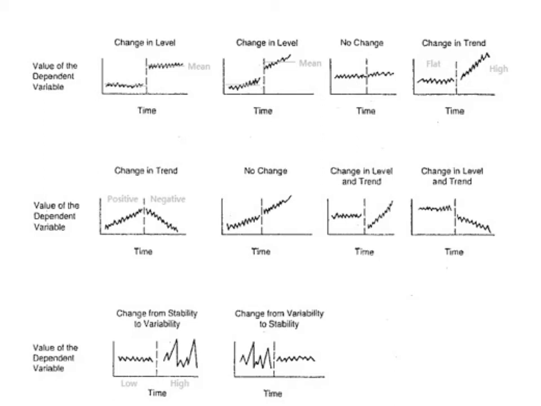Second row, first graph, you see the trends are changing. So during baseline, the behavior is already increasing. And then when you introduce the intervention, the behavior starts to decrease. So we cannot tell if the behavior change is from the intervention or not for this graph. So this is how you interpret your graph.